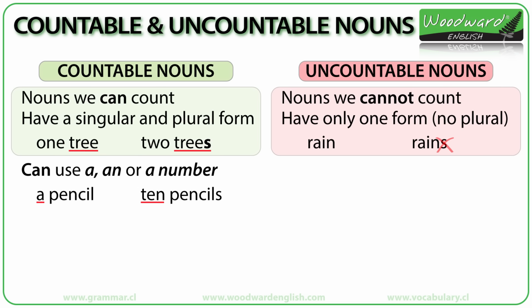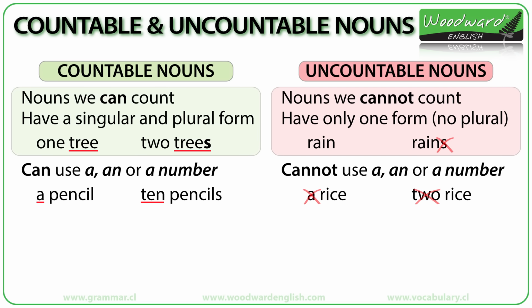With countable nouns, we can use a, an, or a number before the noun. We can say a pencil or 10 pencils. We can count pencil, so pencil is a countable noun.